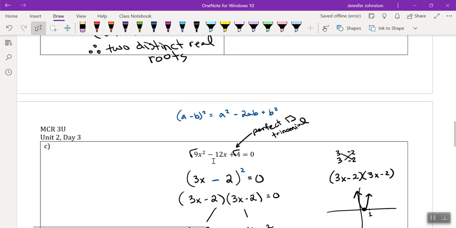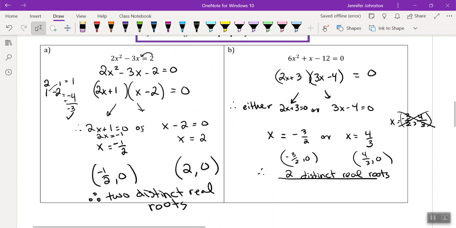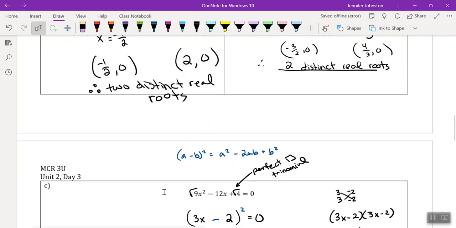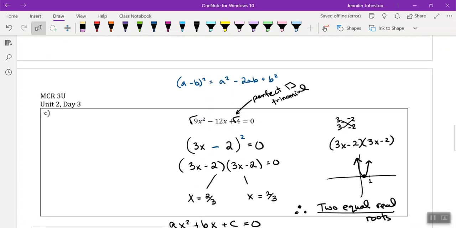If you can factor it, then you know you're going to be getting 2 equal real roots, because you can factor a perfect square trinomial and not have to do the hint that we did here, where you square root the first, square root the last, and then take the middle sign. Just make sure you're doing the little proof here: square root of 9 is 3, square root of 4 is 2, and 3 times 2 times 2 gives you 12. So that means this is a perfect square trinomial.